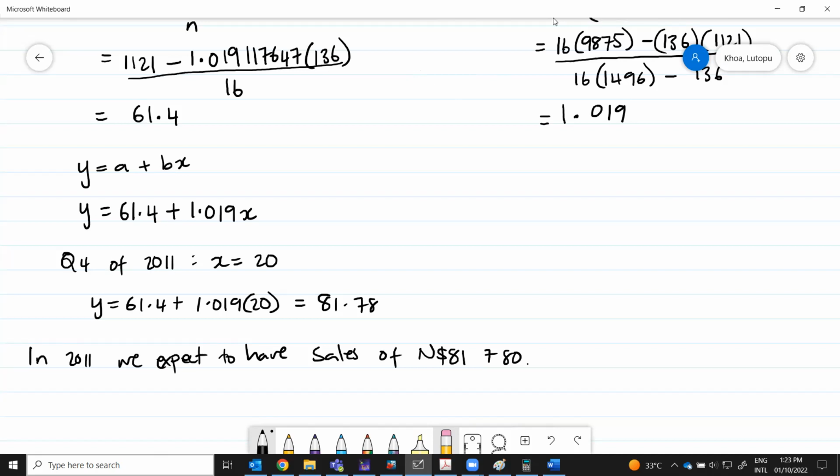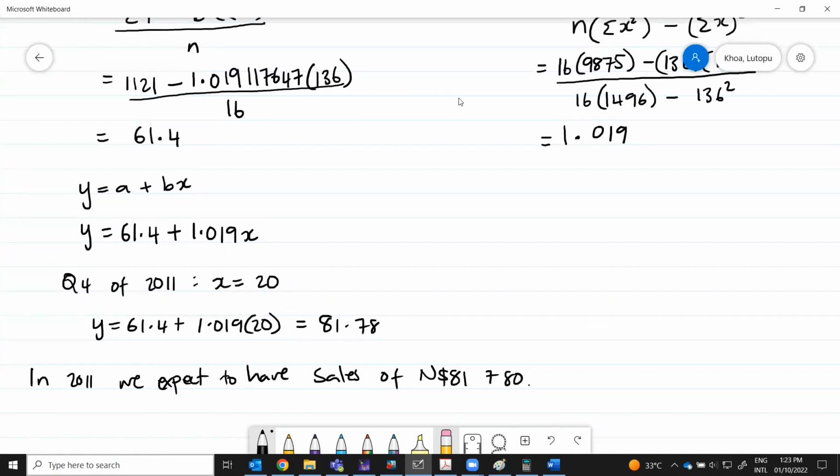Okay, so that's pretty much how you would solve this question, and that's it on this chapter. So you can see it's not that difficult. The calculations are not too tedious either.